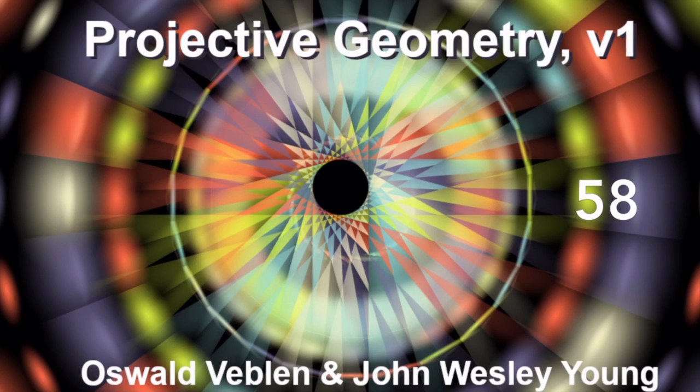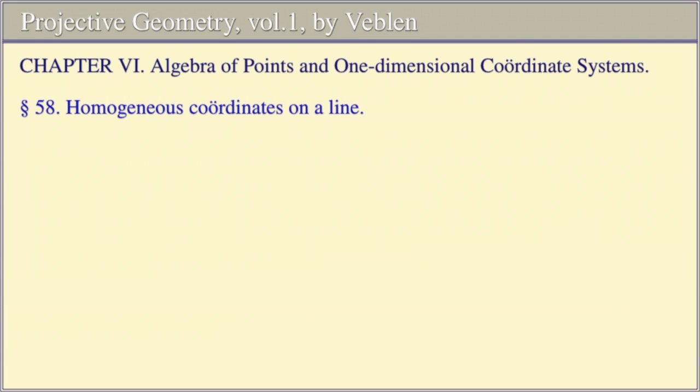Projective Geometry, Volume 1, by Oswald Veblen and John Wesley Young. Chapter 6, Algebra of Points and One-Dimensional Coordinate Systems. Section 58, Homogeneous Coordinates on a Line.